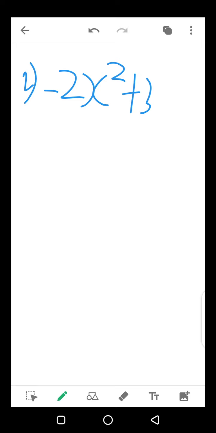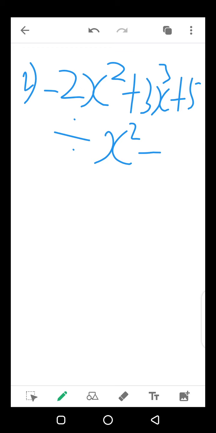Example 2. If you have 3 minus 2x raised to power 2 plus 3x raised to power 3 plus 5, then divided by x raised to power 2 minus 1.